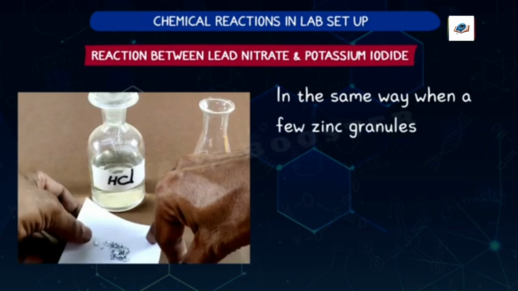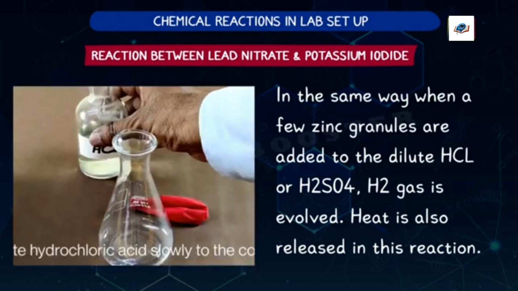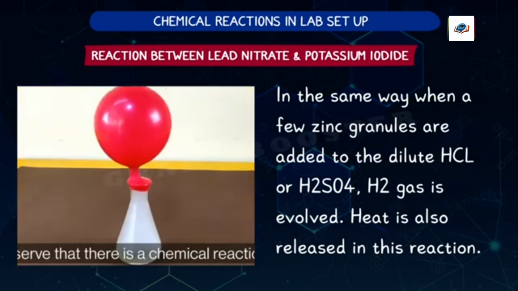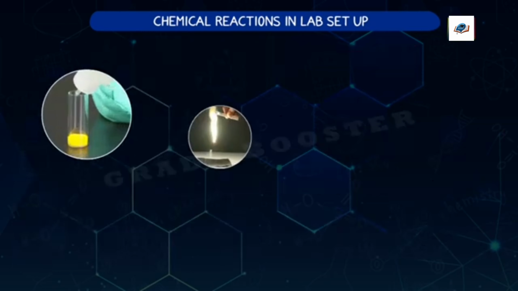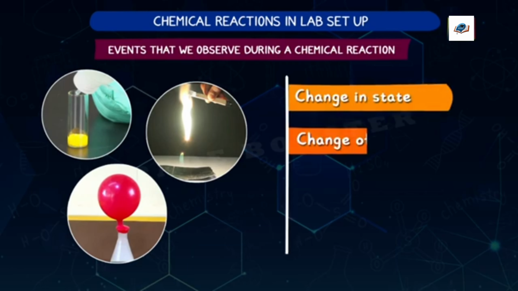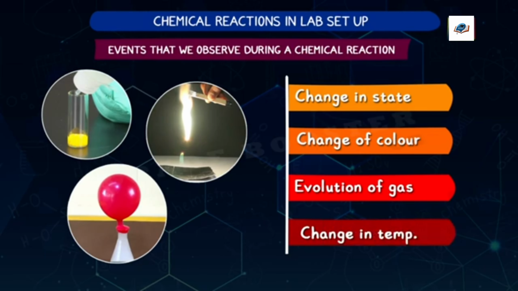In the same way, when a few zinc granules are added to dilute HCl or H2SO4, hydrogen gas is evolved. Heat is also released in this reaction. In the above reactions, we observed change in state, change of color, evolution of gas, change in temperature. Along with change in chemical nature of the initial substance, we also observe any of these changes in a chemical reaction. So these observations help us to identify a chemical reaction.